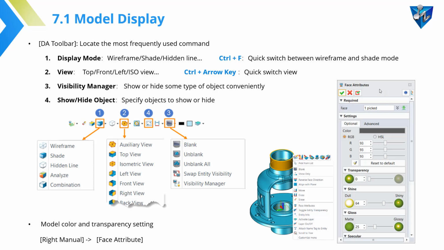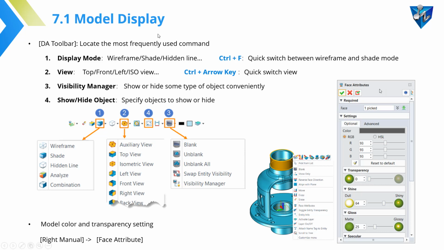The seventh part is about the model display in ZW3D. The first one I will introduce is the DA toolbar. It locates the most frequently used commands like the display mode. For the display mode, you can change to wireframe display, shaded display, or hidden line display. We also have the default shortcut Ctrl and F to quickly switch between the wireframe and shaded mode.